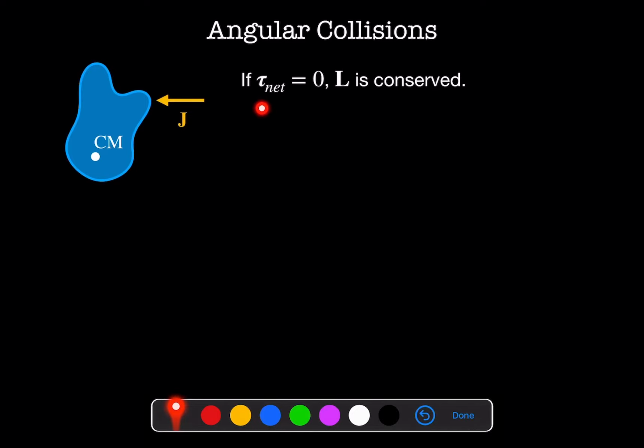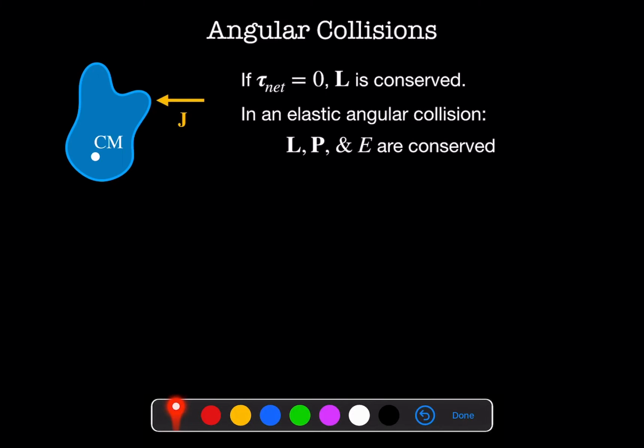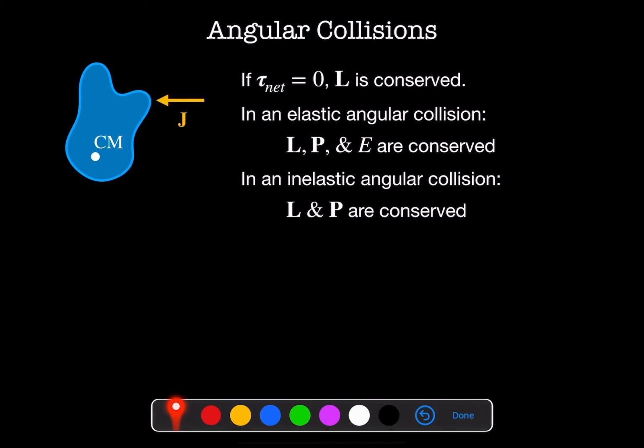In cases where there's no net torque, we know that angular momentum is conserved. This tells us a little bit about what we expect for these collisions. We can look at two different types of collisions. An elastic collision has angular momentum, linear momentum, and total energy conserved. This is similar to a linear elastic collision where linear momentum and energy are conserved. Likewise, we have inelastic collisions where only the angular and linear momenta are conserved and energy is not.